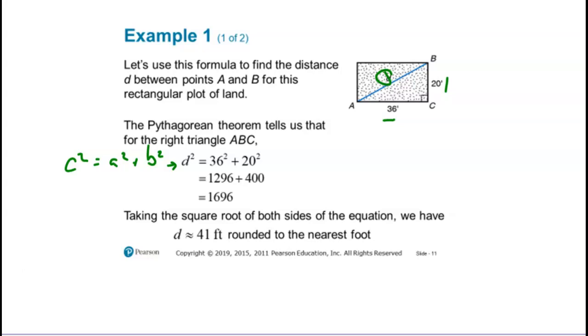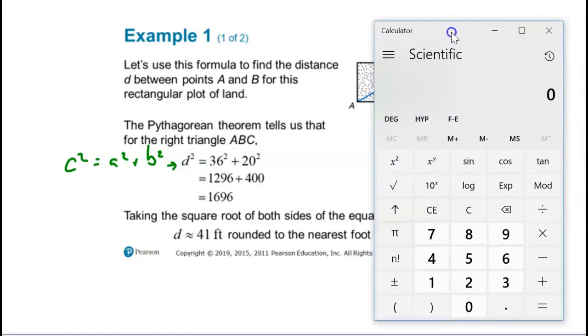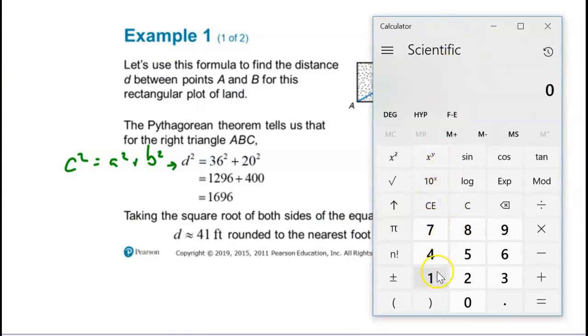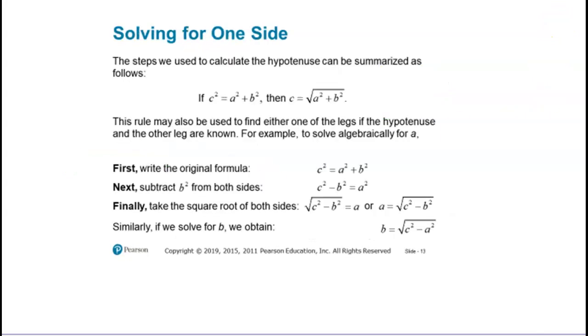And then we'll just go to the calculator, and I'd recommend using a calculator for these problems. Take 1,696 and find the square root. The square root is going to be about 41, and notice that we're using it to the closest foot. So that was solving for the hypotenuse.